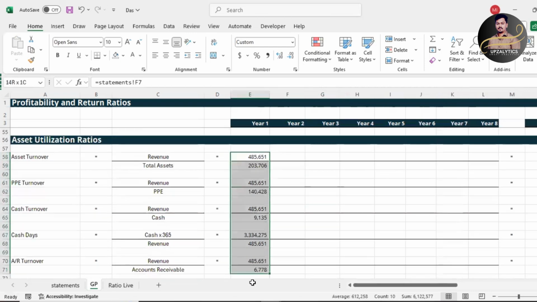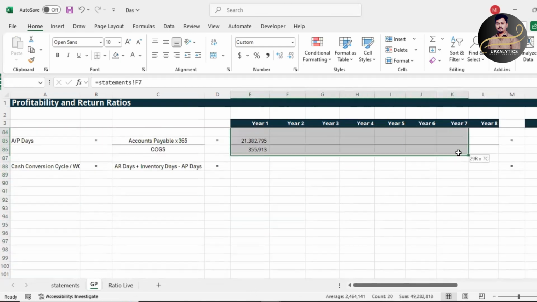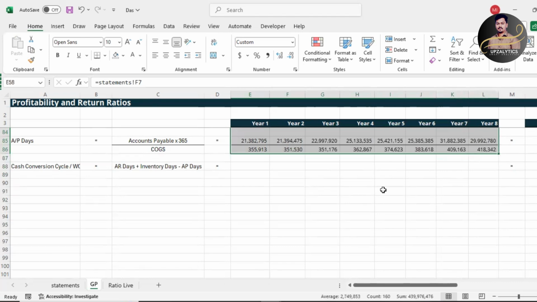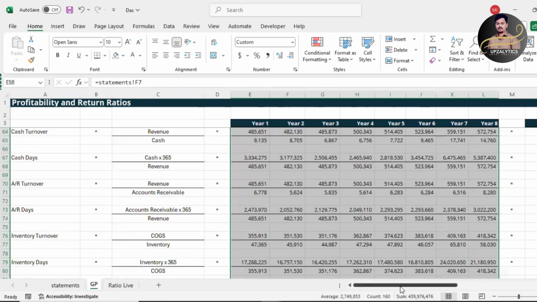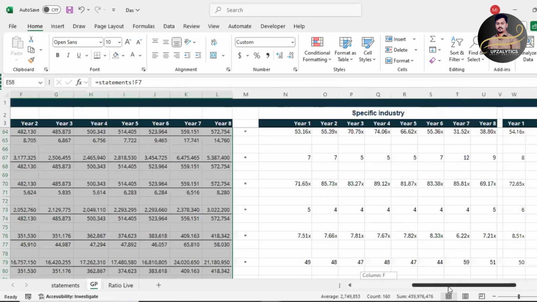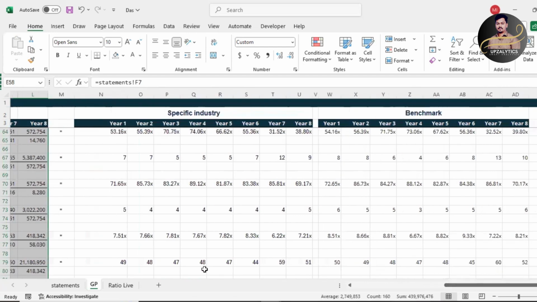So let's calculate for all the years. For that, let's select all and press Control R. Now we have calculated all the ratios for all the years. Now we can see that these are the ratios that we have calculated currently. Also, this is a benchmark.